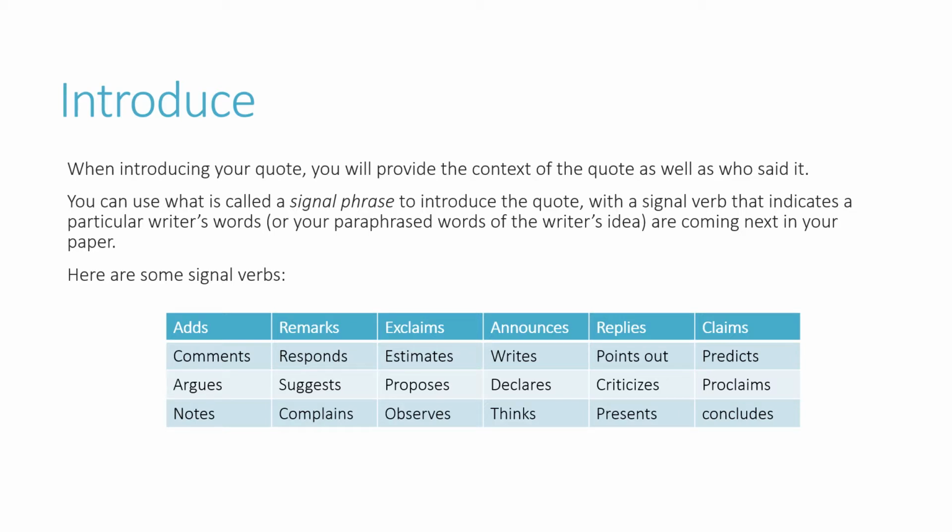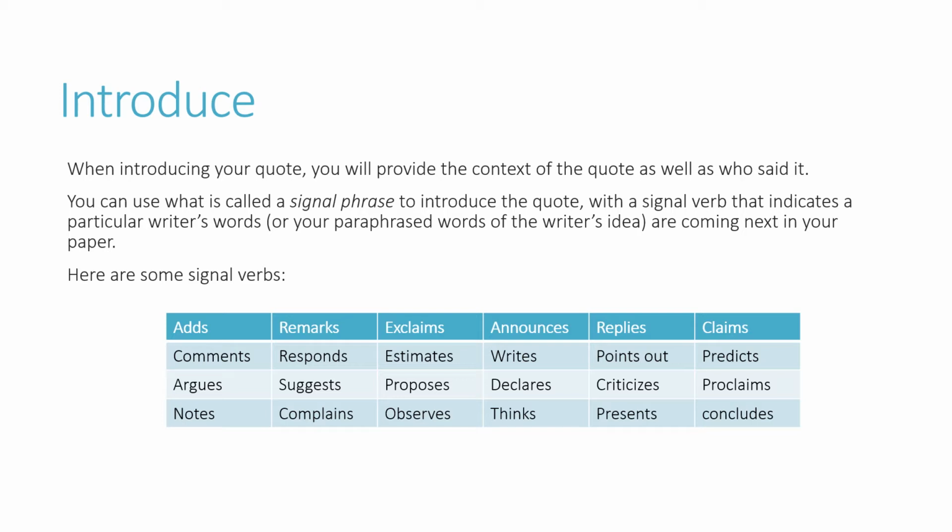So let's talk about introduce first. When introducing your quote, you will provide the context of the quote as well as who said it. You can use what's called a signal phrase to introduce the quote, with a signal verb that indicates a particular writer's words, or your paraphrased words of the writer's idea.